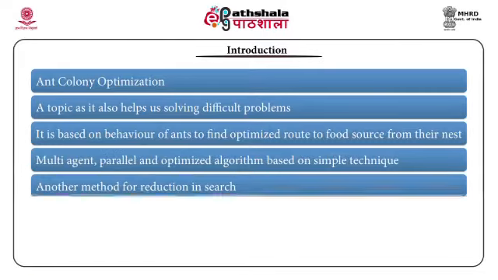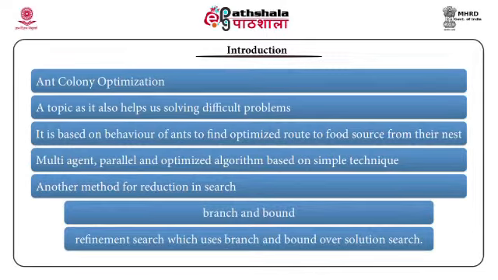Welcome back friends to the 12th module of AI, in which we are going to talk about a few more search algorithms. One is ant colony optimization, the other one is called branch and bound, and the third one that we are going to look at is called refinement search.